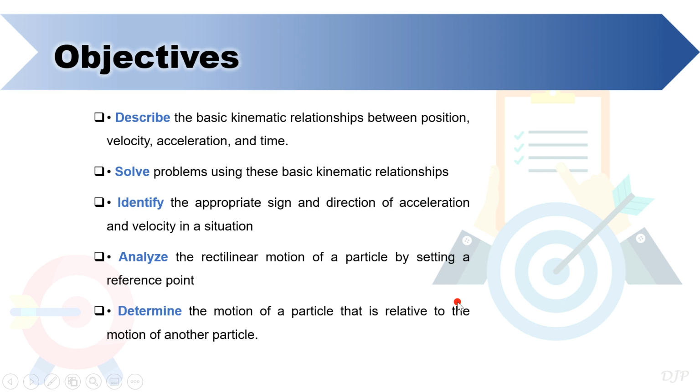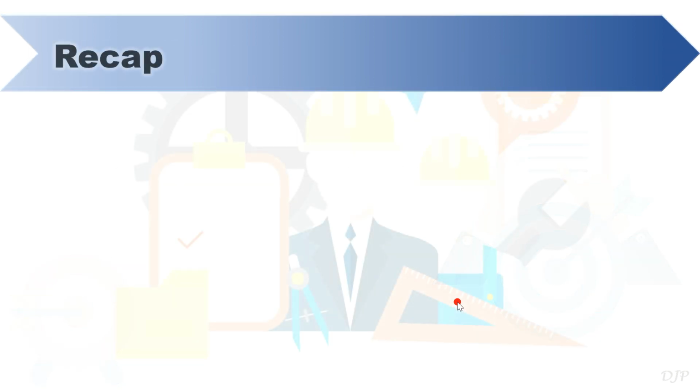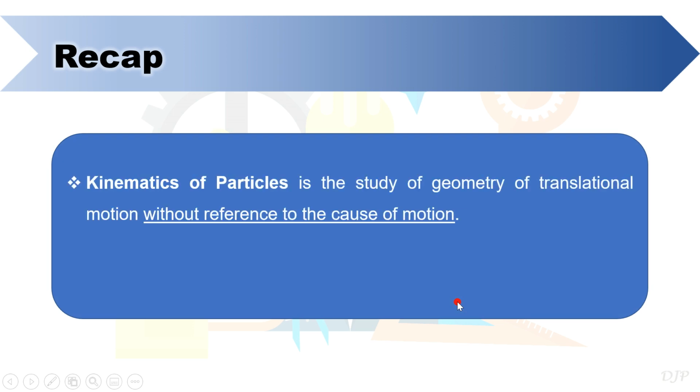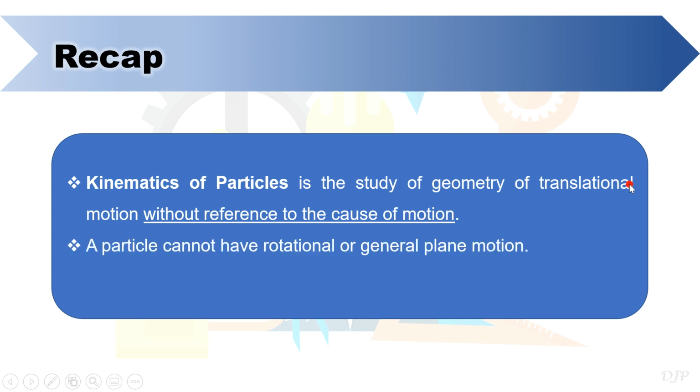Previously, we defined important terms for this subject. You learned that kinematics of particles is the study of geometry of translational motion without reference to the cause of motion. Take note that in this definition, we specified a type of motion, which is translation, because particles can only move by translation and not by rotation. Also, kinematics does not depend on applied forces and the mass of the particle or object.